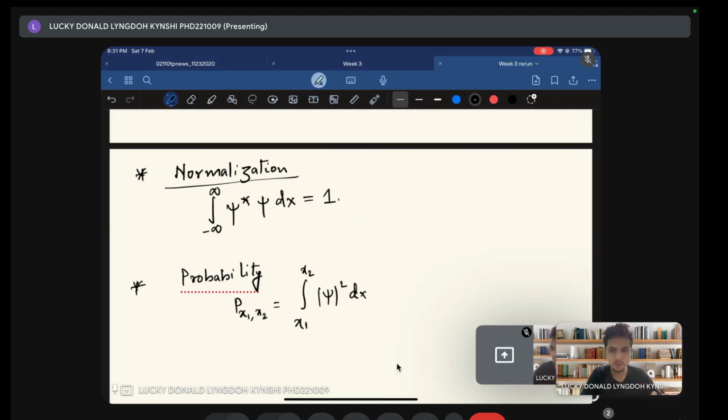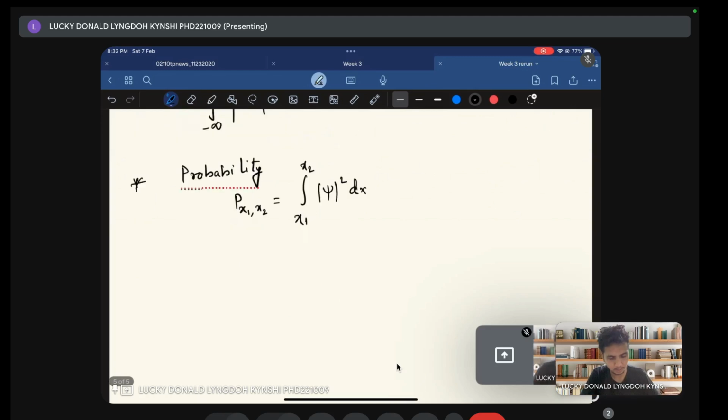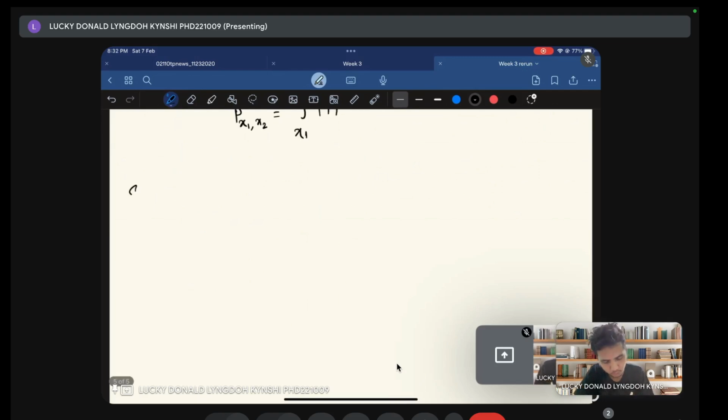Okay, now we move to the next part, which is also very important: the Schrodinger equation.